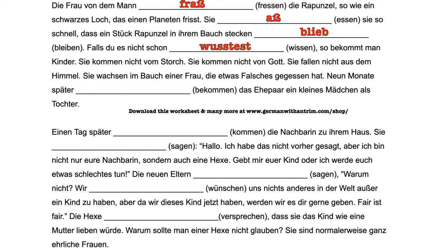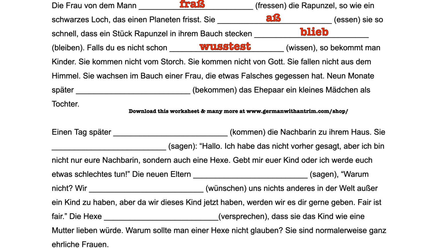Sie kommen nicht vom Storch, they don't come from a stork. Sie kommen nicht von Gott, they don't come from God. Sie fallen nicht aus dem Himmel, they don't fall from the sky or the heavens. Sie wachsen im Bauch einer Frau, die etwas Falsches gegessen hat. They grow in the belly of a woman who has eaten something incorrectly.